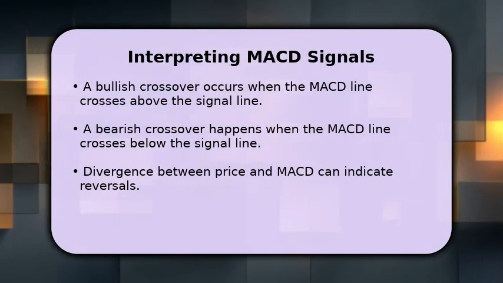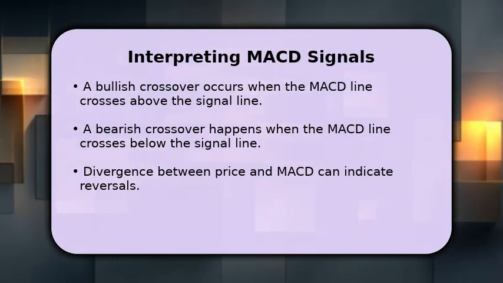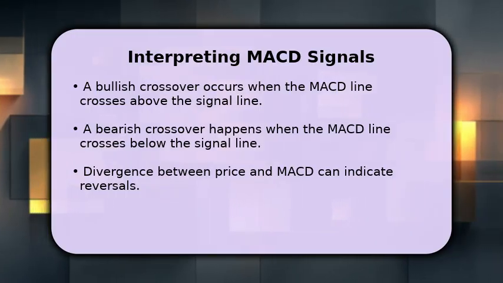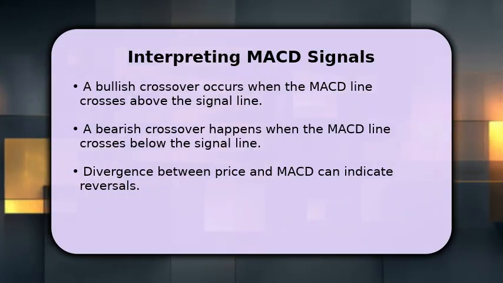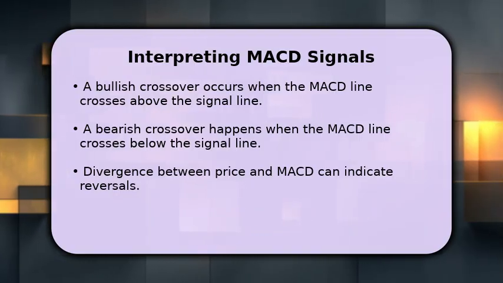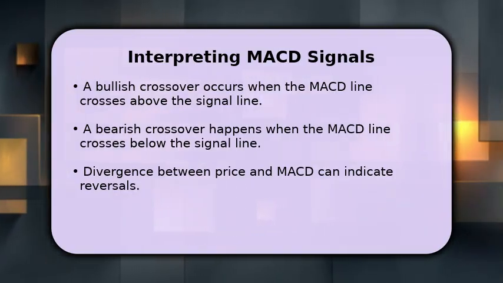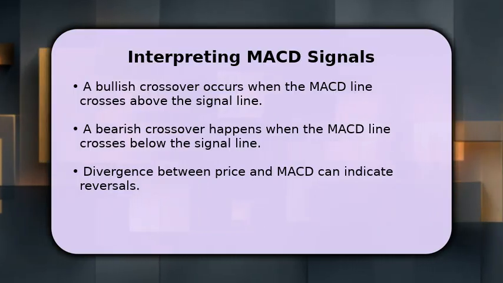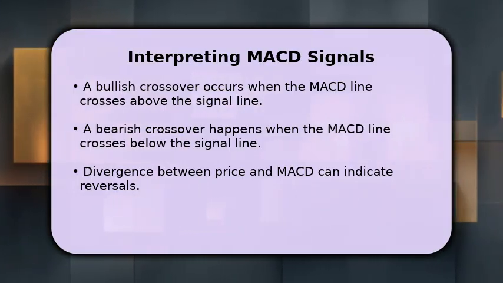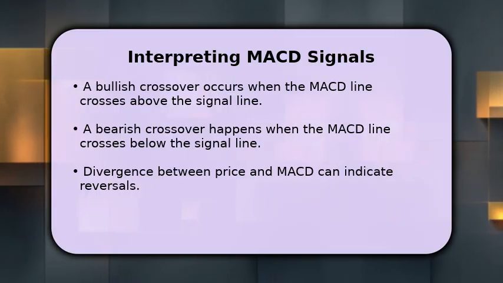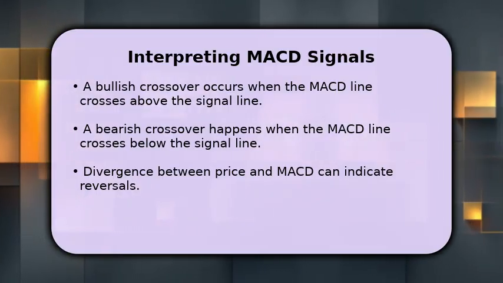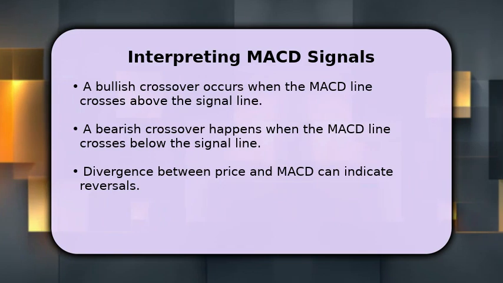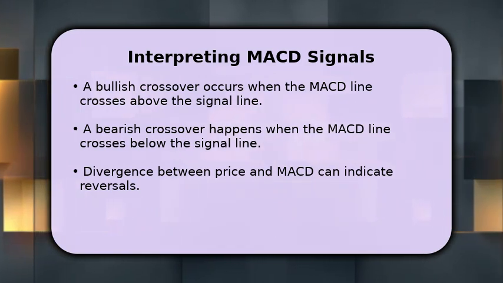Interpreting MACD signals is key for effective analysis. A bullish crossover, where the MACD line crosses above the signal line, often suggests upward momentum. Conversely, a bearish crossover, with the MACD line crossing below the signal line, can signal downward momentum. Also, look for divergence between price action and the MACD, as this can frequently indicate potential trend reversals.